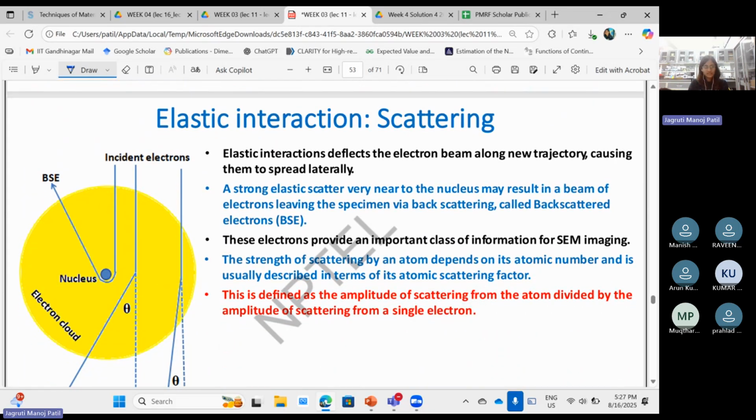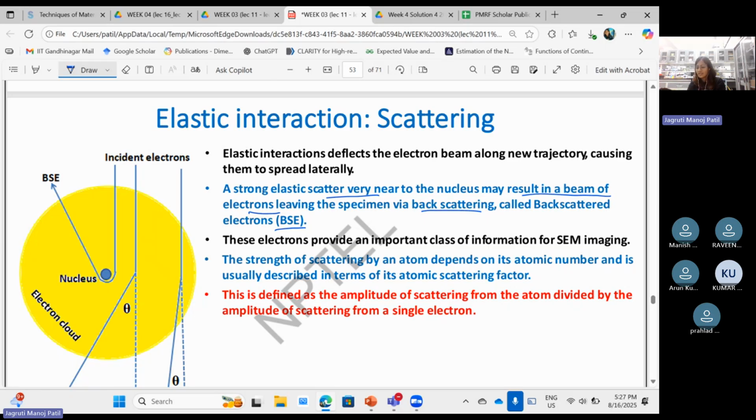So, if it's a very strong elastic scatter, as we see over here, to the nucleus, it will result in a beam of electrons passing via backscattering, and hence those are called backscattered electrons. Now, these kinds of electrons will also play a role when you are trying to see your surface topology or morphology of your sample. They will again provide you more information in regards to the normal SEM imaging that we're doing with secondary electrons. The only thing is your resolution would be worsened because now the electrons are coming from in depth, and the energy that they are bringing back to the surface has now reduced to a certain amount. So hence the resolution will also decrease in that case.